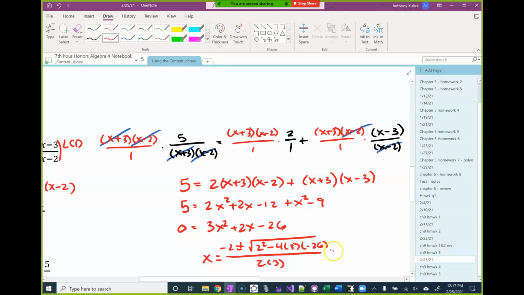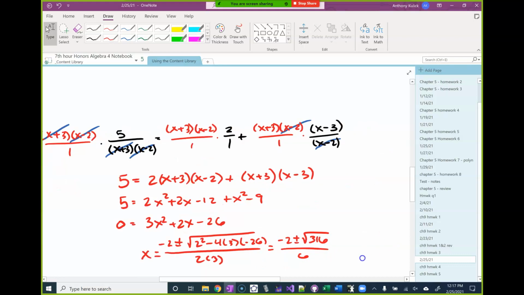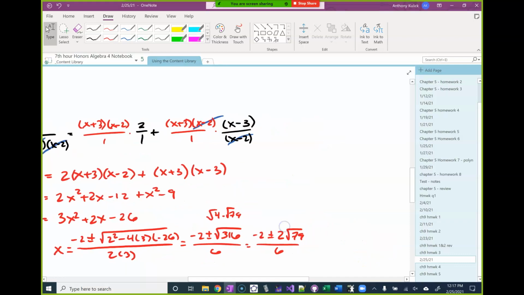Okay, so this gives me 18 over 6. I think the 316 I can do better than. 316 is 4 times 79, so I can make that a little bit better. The square root of 4 is 2, and so I can reduce this a little bit to make that a little bit nicer. But that's probably as good as I can do.